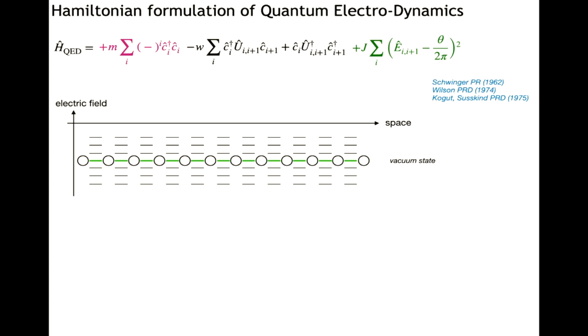Now, some of the processes described by the dynamics of this Hamiltonian look like the following. When we act with these interactions on this link, basically we create a particle-antiparticle pair, so an electron-positron pair, right?